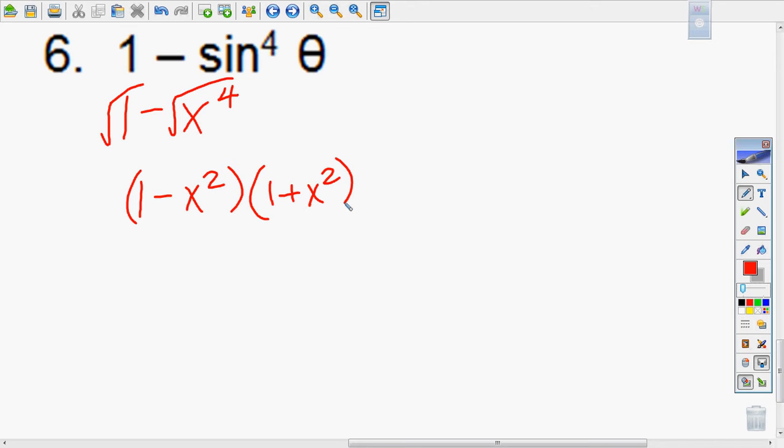We're factoring, so we're undoing the FOIL. What do you notice right here? Is this still a difference of perfect squares? Yeah, so that means I can do it again. I can take the square root of 1 and the square root of x squared. What's the square root of 1? What's the square root of x squared?